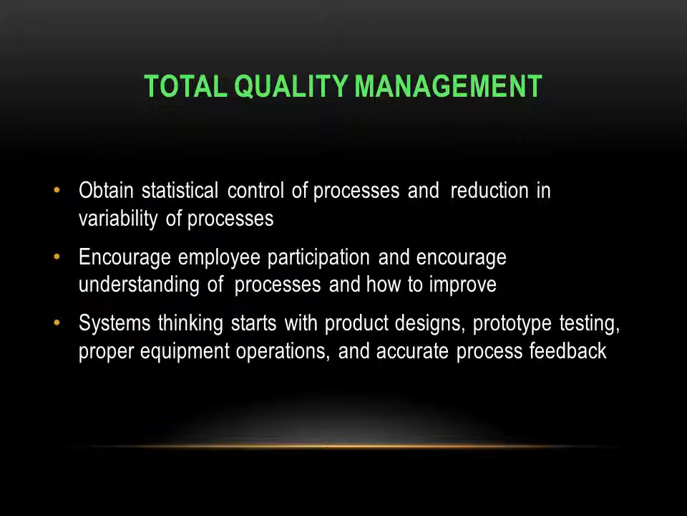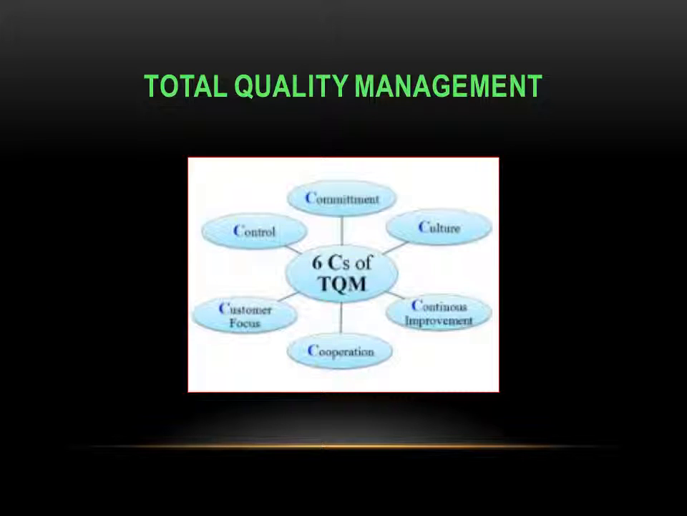Total quality management. Obtain statistical control of processes and reduction in variability of processes. Encourage employee participation and understanding of processes and how to improve. Systems thinking starts with product designs, prototype testing, proper equipment operations, and accurate process feedback. Total quality management has six C's: commitment, culture, continuous improvement, cooperation, customer focus, and control.